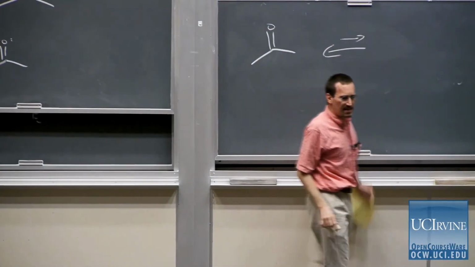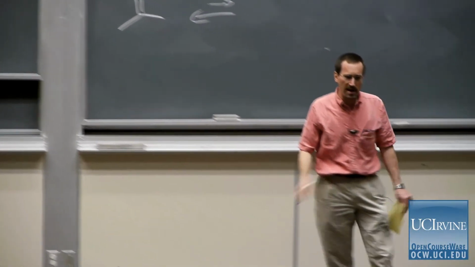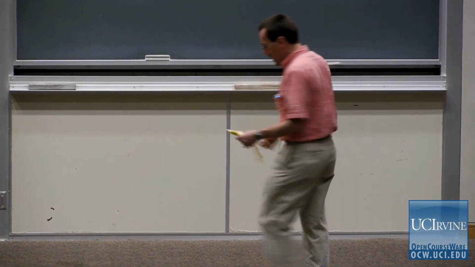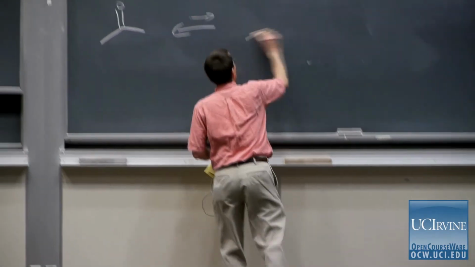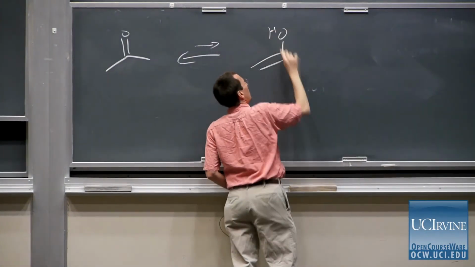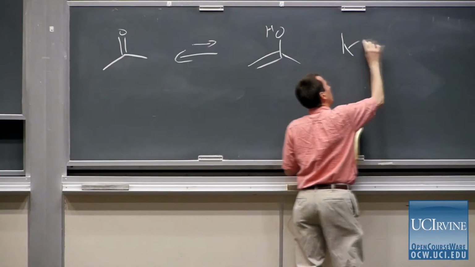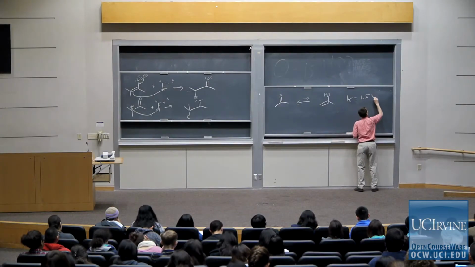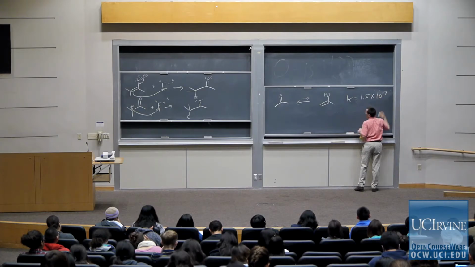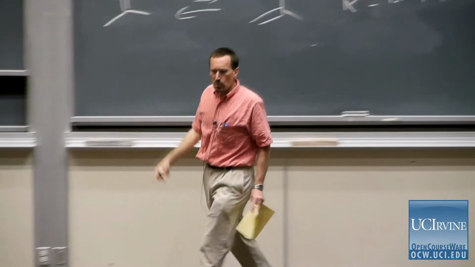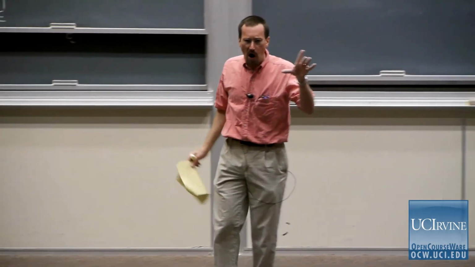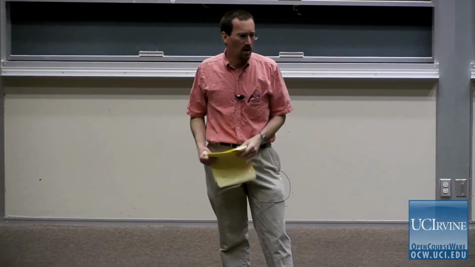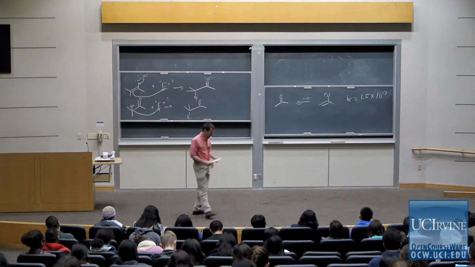So acetone is an equilibrium. If you spray acetone on your glassware, you're spraying mostly acetone, but you're spraying a little bit of acetone enol. It's an equilibrium, and the position of that equilibrium, K, the equilibrium constant, is equal to 1.5 times 10 to the negative 7. In other words, there's less than 1 part in a million of acetone enol present at equilibrium.